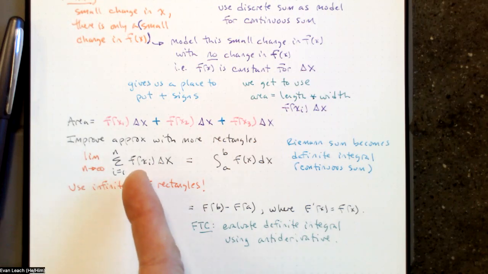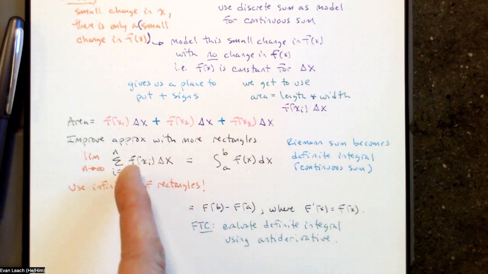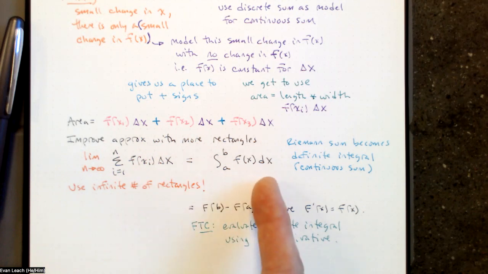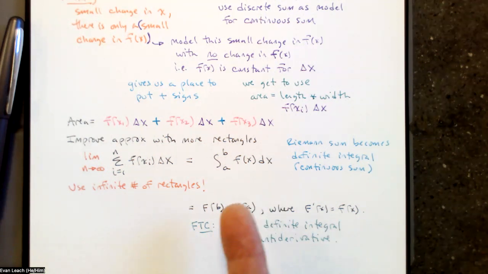We have a discrete sum with a countable infinity of rectangles. And then that becomes this continuous sum, which is what we're trying to do. Revealing that these two things are going to be the same, that's a big deal. And then even further, this is useful because we can find an antiderivative of this function. So we can calculate this area with a definite integral. Sorry, we can calculate the definite integral with an antiderivative.